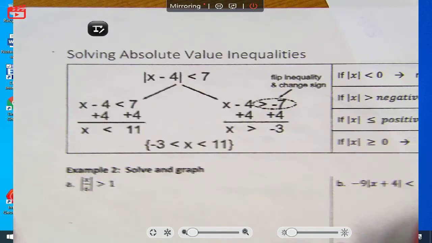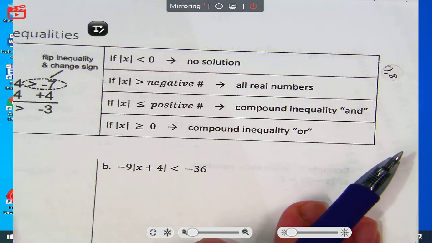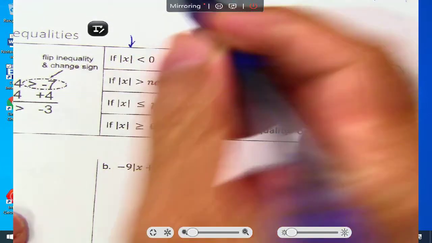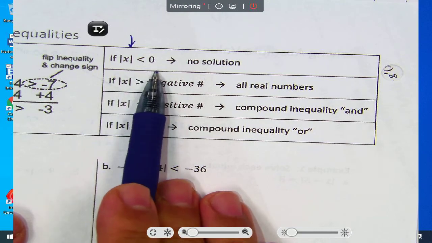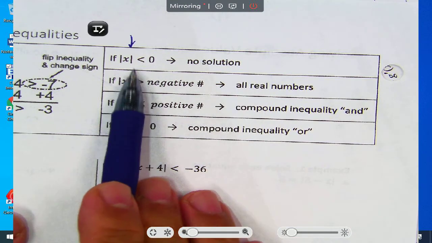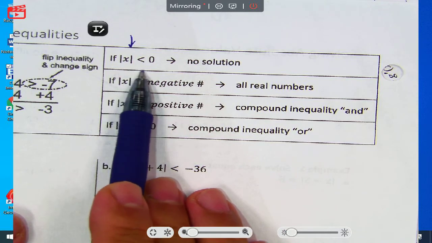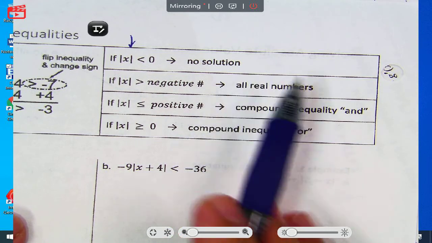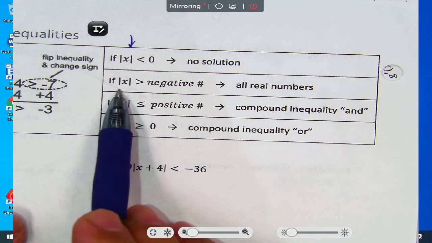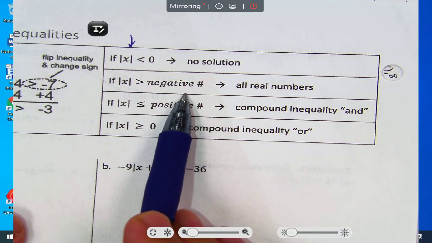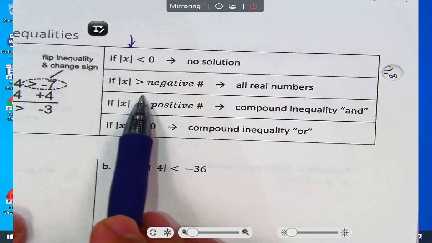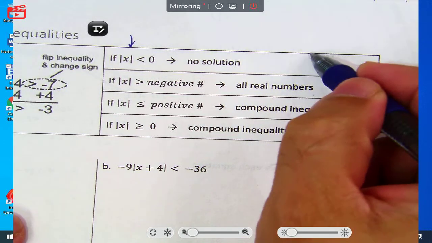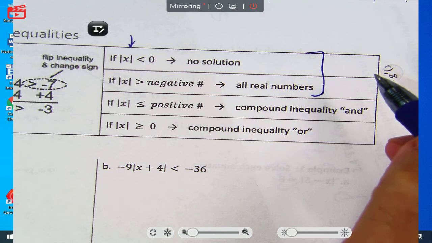All right? Now, let's talk about all these special cases. If you have absolute value, make sure you have the absolute value isolated. If the absolute value is less than 0, there is no solution. And that means it could be anything. It could be like absolute value less than -5. That's less than 0. If absolute value is less than -5, it's no solution. Okay? If absolute value is greater than a negative number, it is all real numbers. All right. So these two are the special cases of no solution or all real numbers.